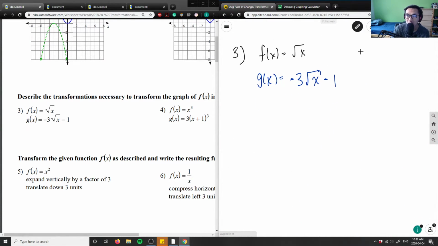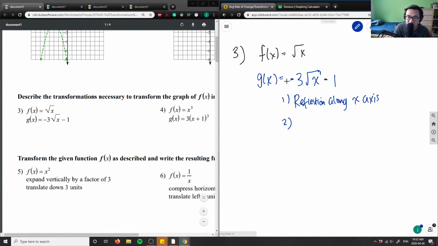That's my first thing I do. I reflect it. So in order to get g of x, what I'm going to have to do is number 1. So my first point, I'm moving from left to right. Again, you can do these transformations in any order you want. I just choose to do from left to right here. So reflection along the x-axis. So that's my first one here. So that takes care of the negative.